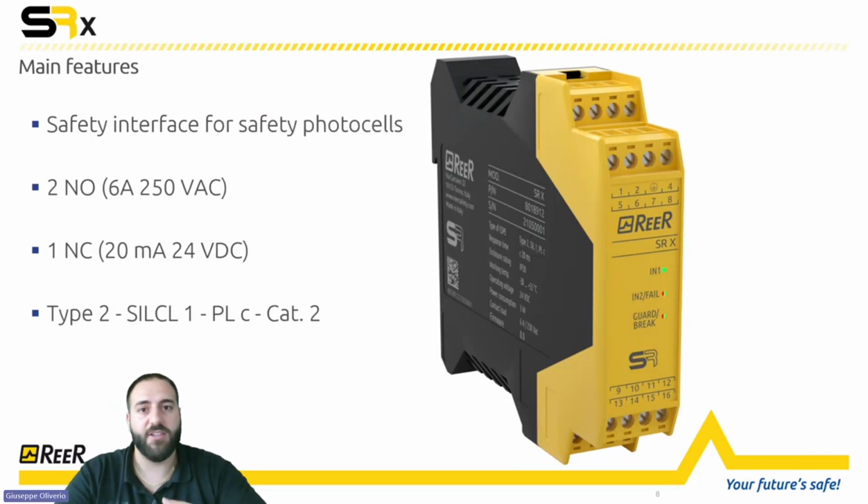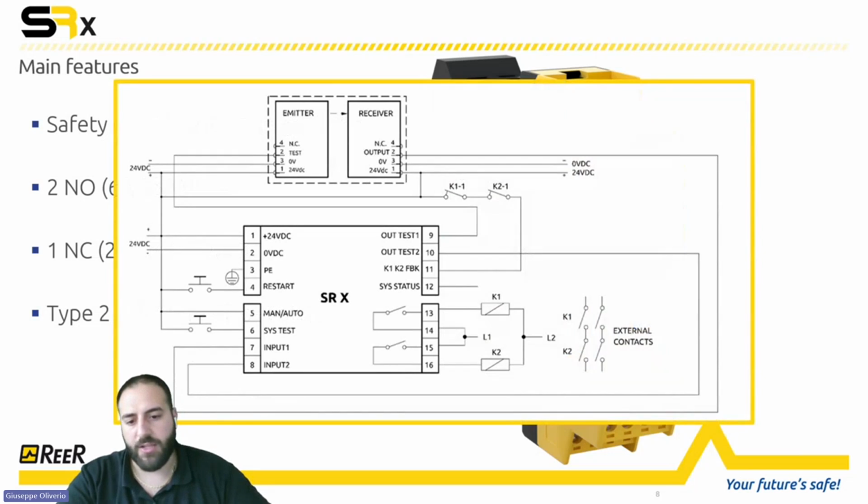Then we have the SRX, and the SRX is a dedicated interface for type 2 photocell. So if you have a type 2 photocell, single beam photocell, then you can use the SRX in order to have two normally open contacts in order to drive some actuators in a category 2 application, in a performance level C application. Here, as you can see, we send the test from the interface directly to the emitter.